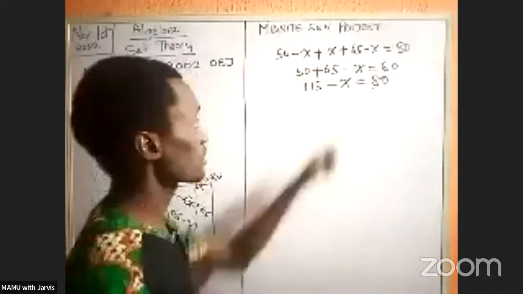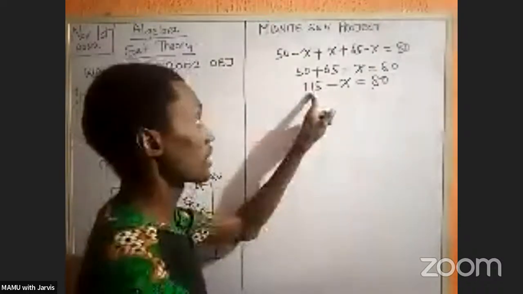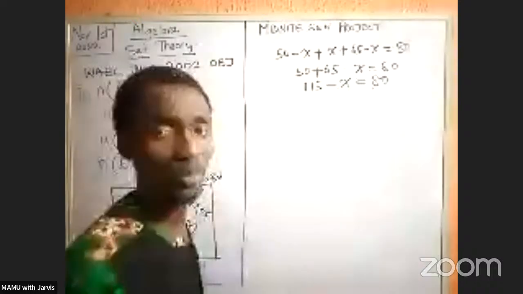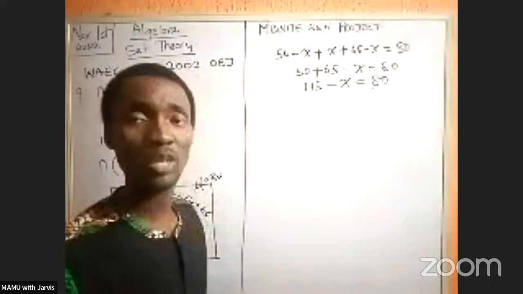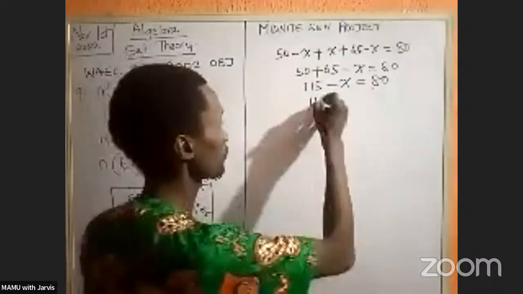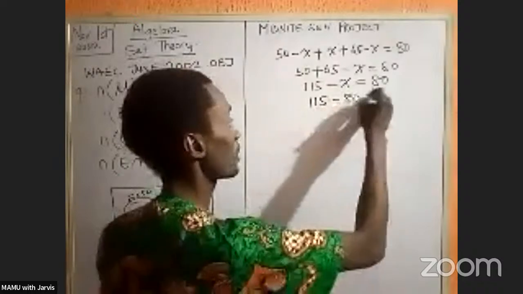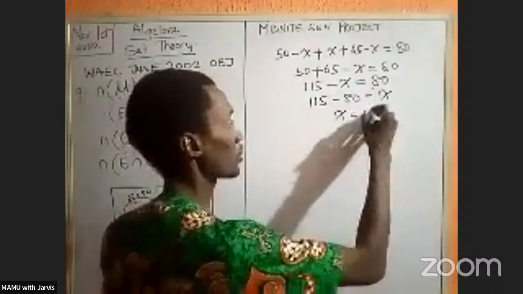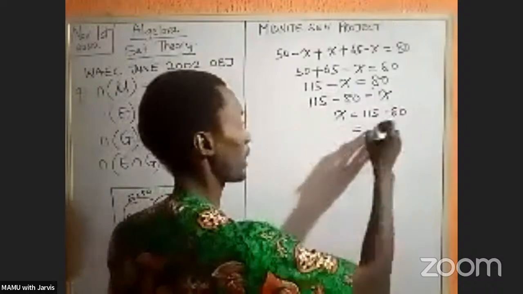Now, this is a slave, this is a king, this is a slave. So what I'm going to do is that we said that from our knowledge of algebra we always try to keep the coefficient of the unknown as positive. So this will be 115 minus 80 equal to what? X. And as such, x will be equal to 115 minus 80, and that will be what?